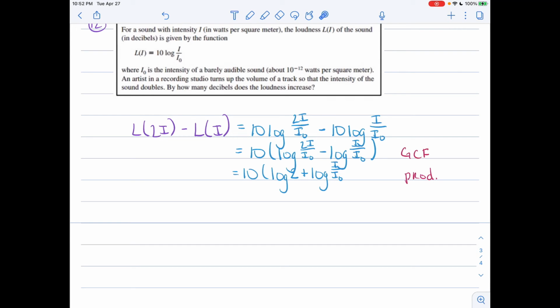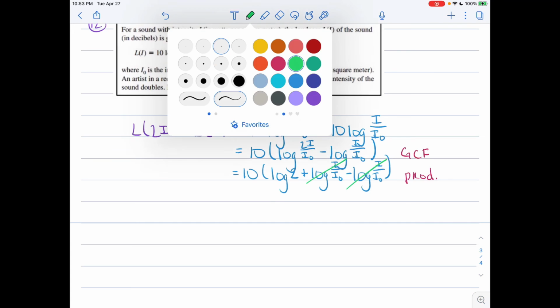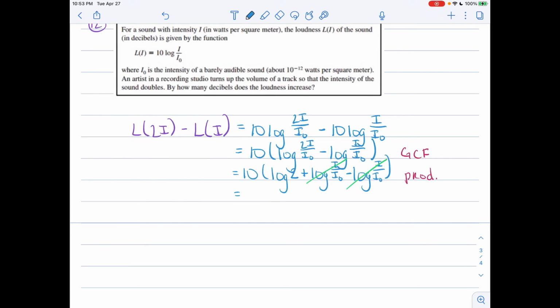I'm leaving the division for a minute, and I'm going to show you why. The rest of my expression is log of I over I naught, and it's being subtracted. So notice what has happened here now. I have a positive log of I over I naught. I have a negative log of I over I naught. Those are complete and total opposites. And so those are going to cancel. And this is just going to leave me with a log of 2 on the inside.